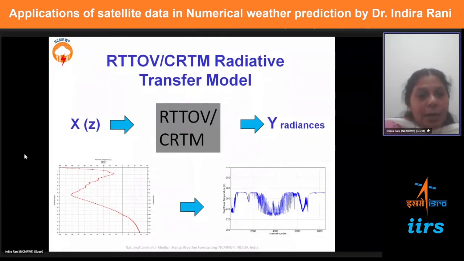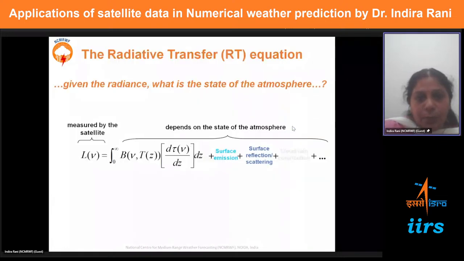So if we have the model state, that is the temperature profile of the atmosphere, you can use the radiative transfer model and compute the radiances. So this is the forward problem. What you know is the state of the atmosphere, and you are calculating what the satellite can see. So this is the forward problem.